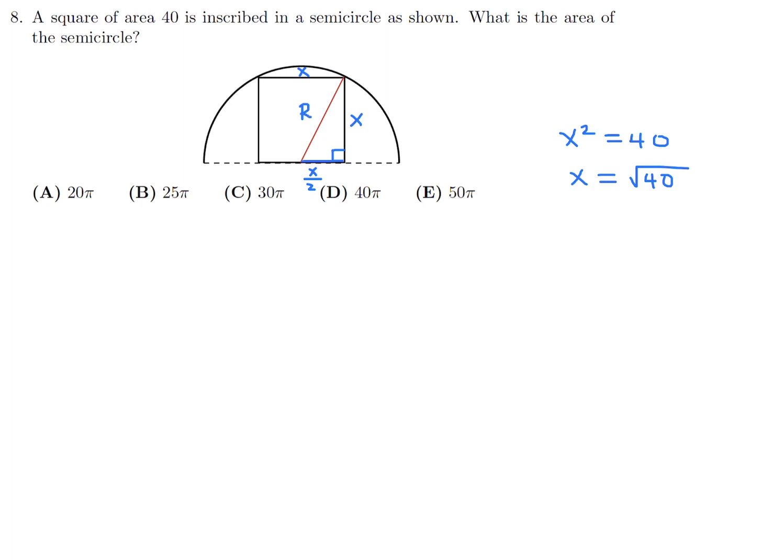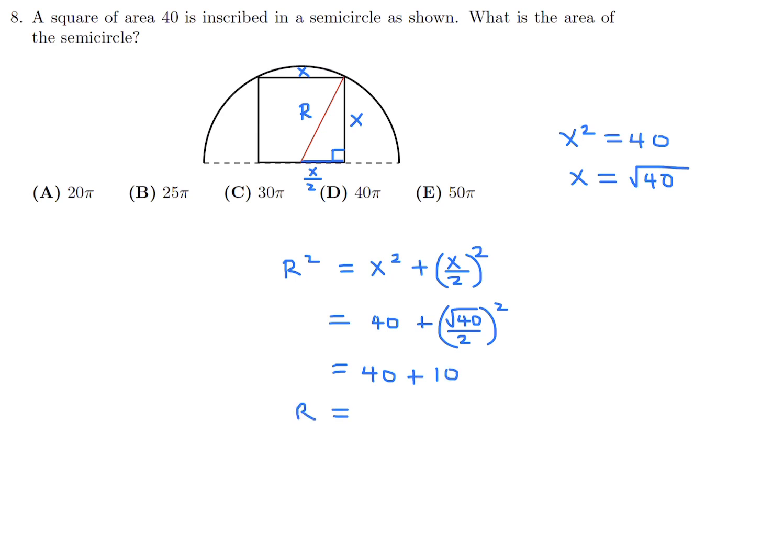And then we can get a Pythagorean relationship in that triangle, and this red line represents the radius of that semicircle. So that means that r squared is equal to x squared plus x over 2 all squared. So x squared is going to be 40. X over 2 squared is root 40 over 2 all squared. So that becomes 40 plus 40 over 4, which is 10. And therefore r squared is 50.